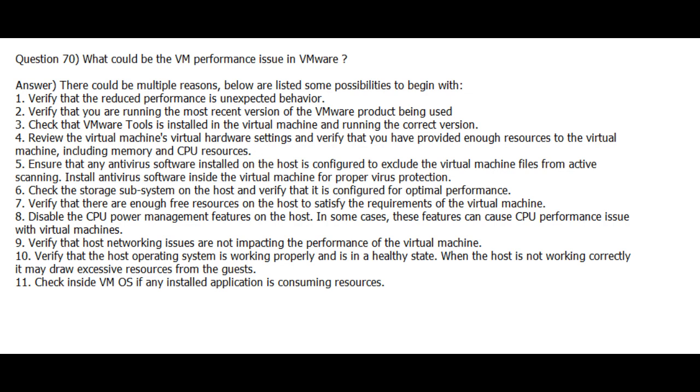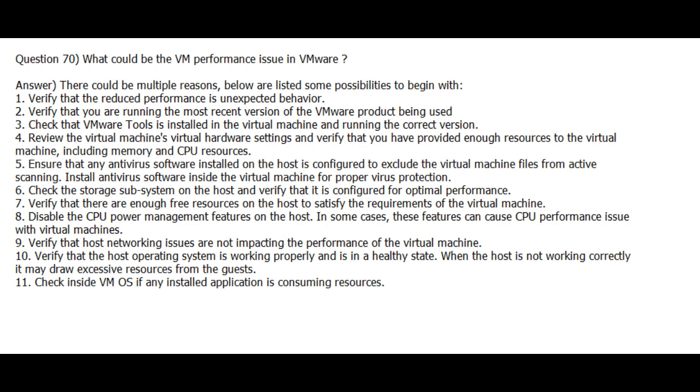Question 70. What could be the VM performance issue in VMware? Answer. There could be multiple reasons. Below are listed some possibilities to begin with. 1. Verify that the reduced performance is unexpected behavior. 2. Verify that you are running the most recent version of the VMware product being used. 3. Check that VMware Tools is installed in the virtual machine and running the correct version.